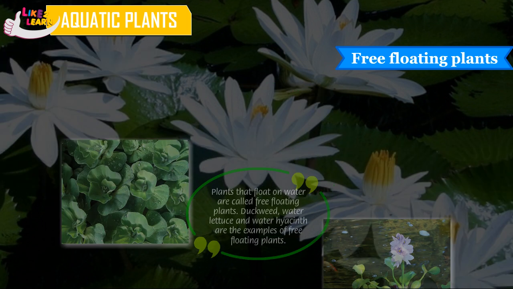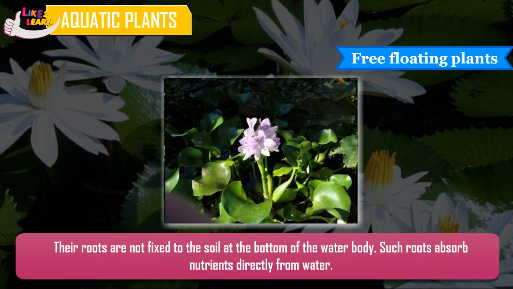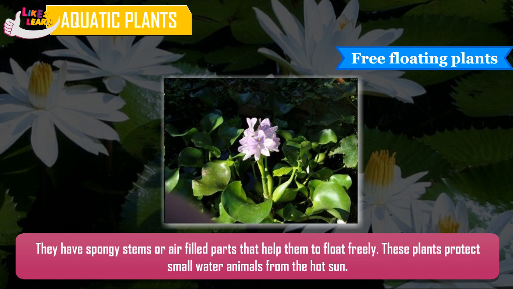Their roots are not fixed to the soil at the bottom of the water body. Such roots absorb nutrients directly from water. They have spongy stems or air-filled parts that help them to float freely. These plants protect small water animals from the hot sun.